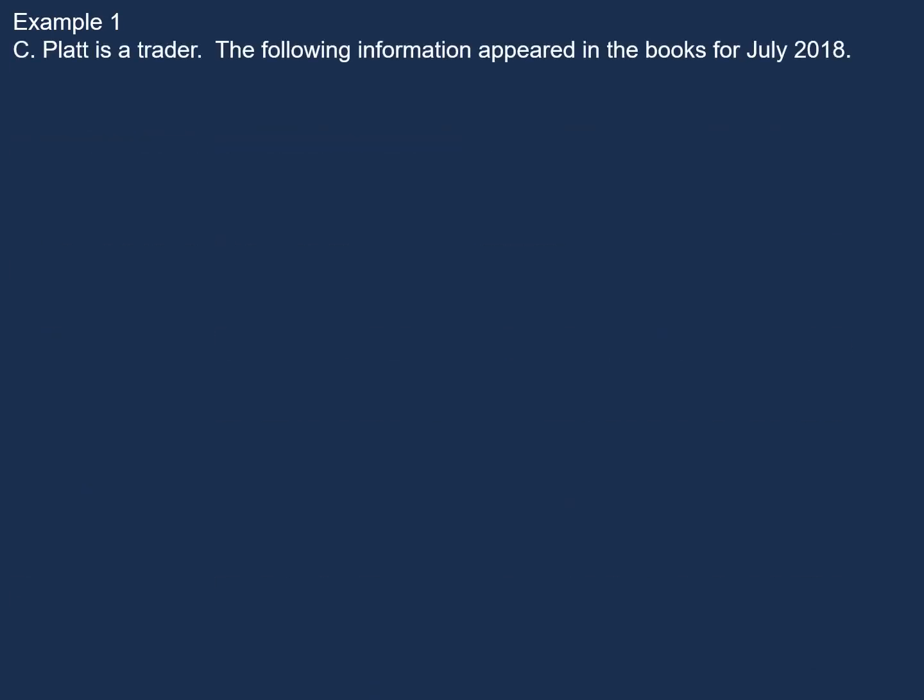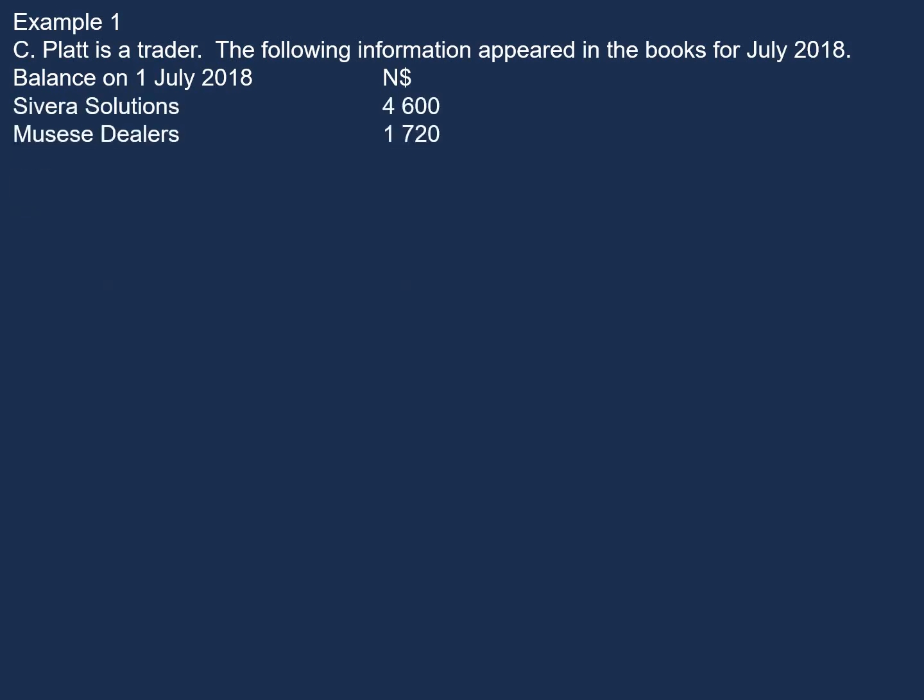Our example 1 reads as follows. Cplat is a trader. The following information appeared in the books for July 2018. On 1 July, the balances for Severa Solutions was 4,600 and for Musese Dealers was 1,720.